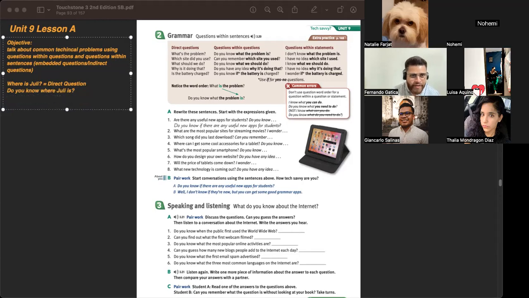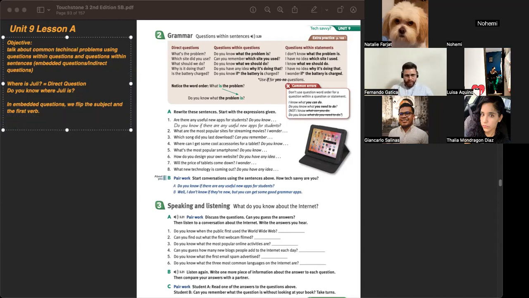Very good. Very good. So in embedded questions, we flip the subject and the first verb. En preguntas dentro de preguntas, cambiamos el orden del sujeto y el primer verbo. Okay.